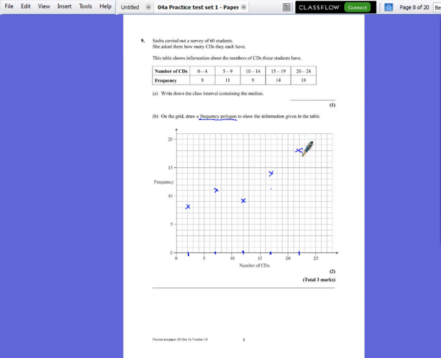With a frequency polygon, you join them up with straight lines. So using a ruler and pencil, you join each one up with straight lines. It says, write down the class interval, sorry, I missed out part here. Write down the class interval containing the median.